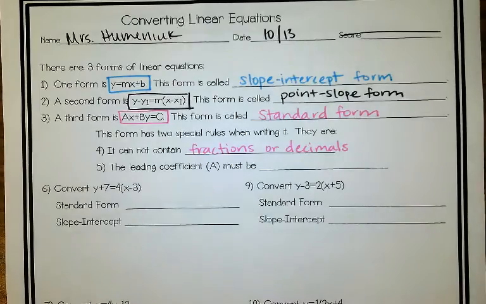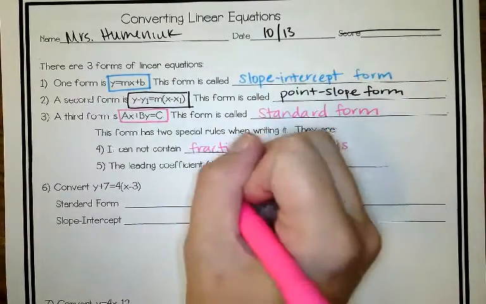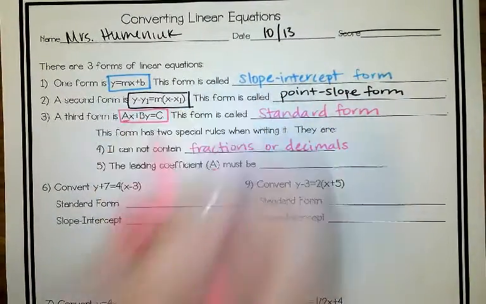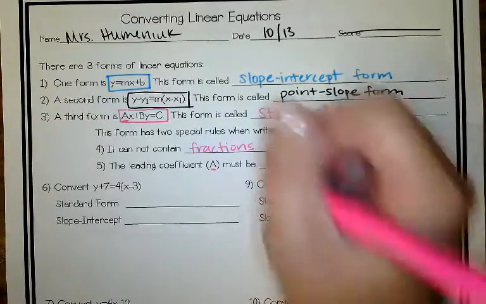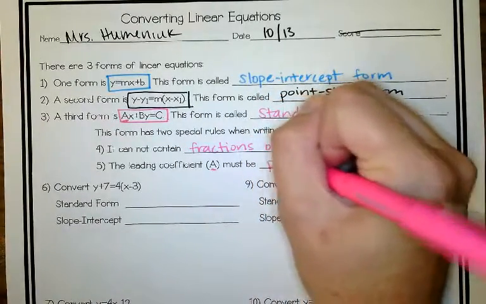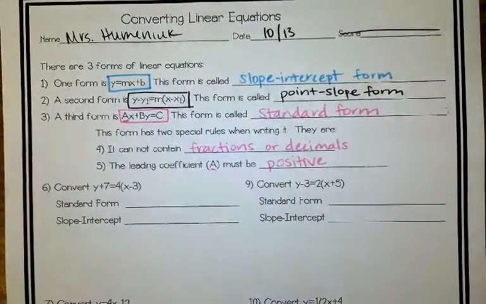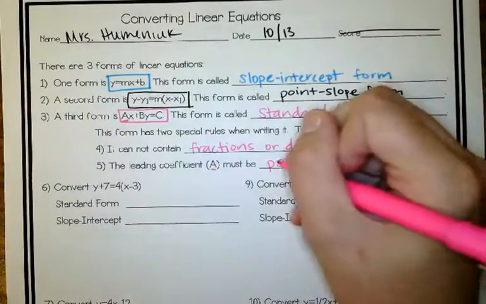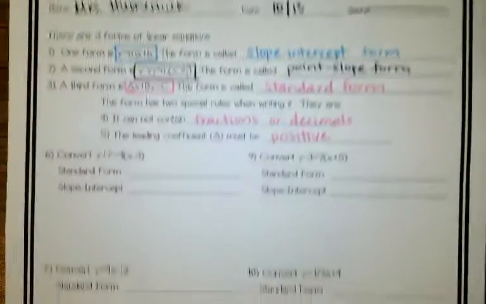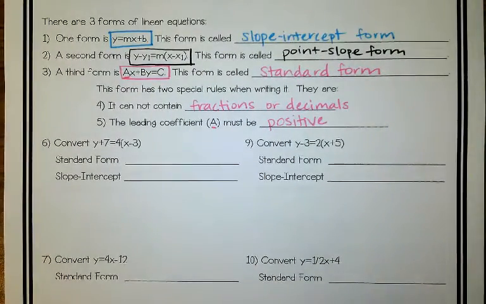And the second rule is that this leading coefficient, the a, which is the coefficient in front of your x, must be positive. So it cannot be a negative number. All right, guys? So it can't have any fractions or decimals, and it must be a positive number.